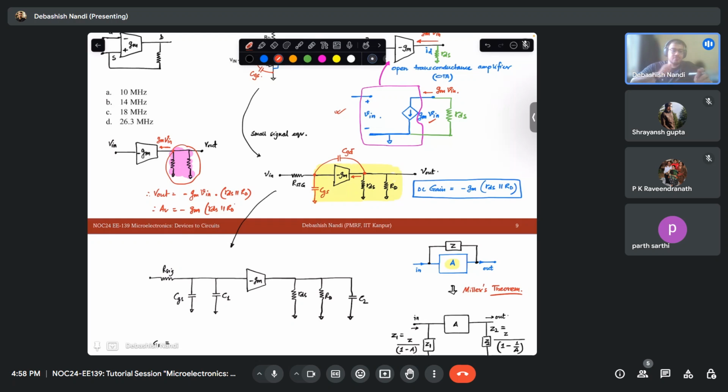So are you able to visualize this thing? I'm just trying to know if you can visualize from this topology easily how the gain would be.